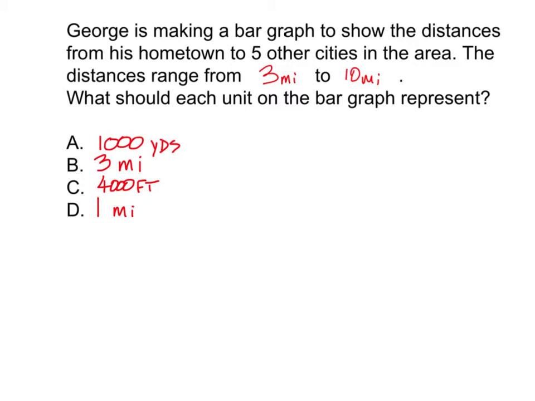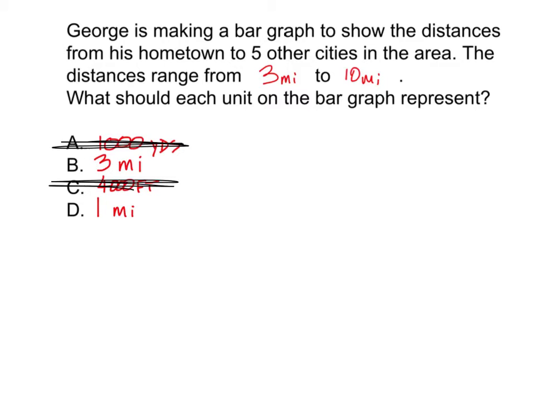In this bar graph, you're going to have distances ranging from 3 to 10 miles. So what can we eliminate here? A, 1,000 yards, and C, 4,000 feet. That makes no sense. Just like the last 2 problems we did, there's such a thing as having too many and not enough.